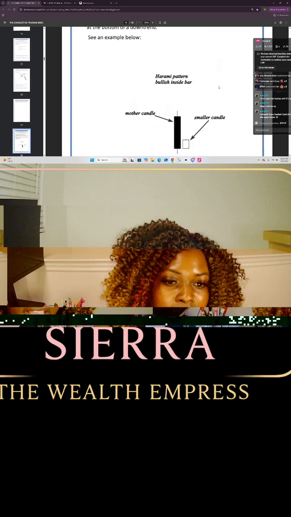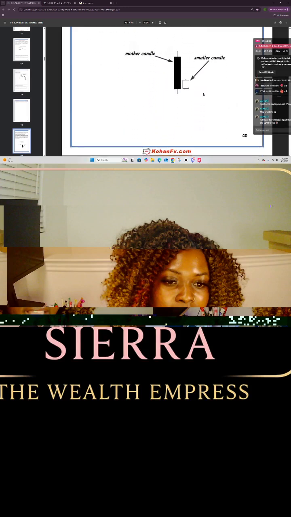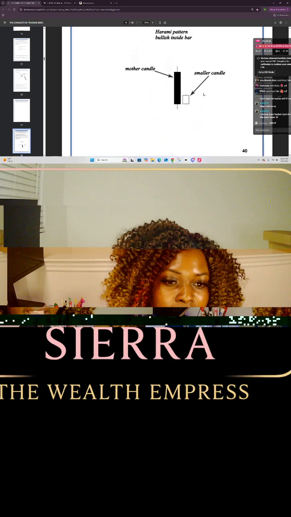Let's see an example, all right? So this looks similar to our engulfing candle, right? But the difference is the big candle is in front instead of the back, okay? So with the pregnant candle, this is the mama and this is the baby, right? And with the engulfing, you'll have the baby in front and then the mama in the back, okay?